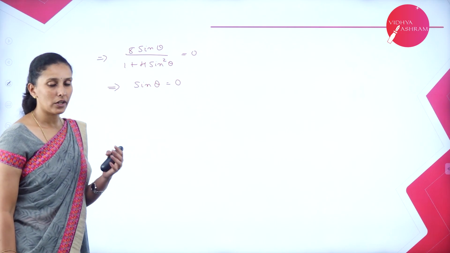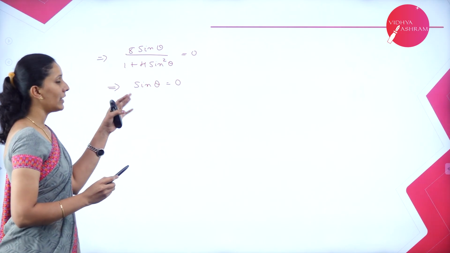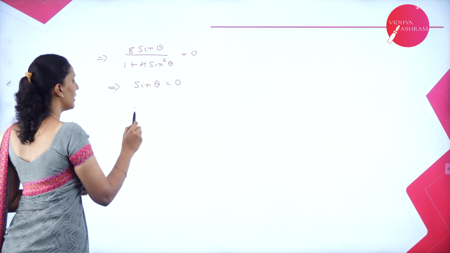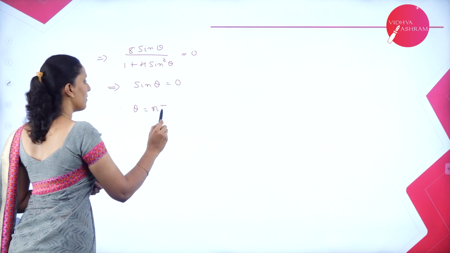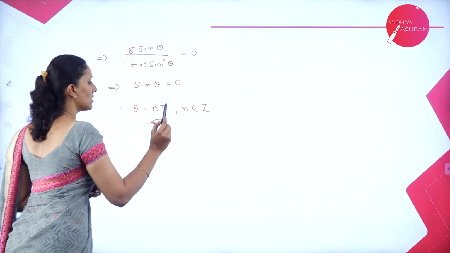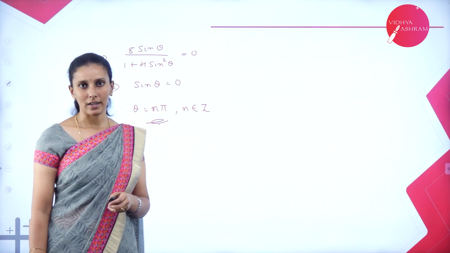So we have learned the trigonometric equation. Sin theta is 0 for n pi values. So therefore here theta can be taken as n pi where n belongs to integer. So this is the value of theta.